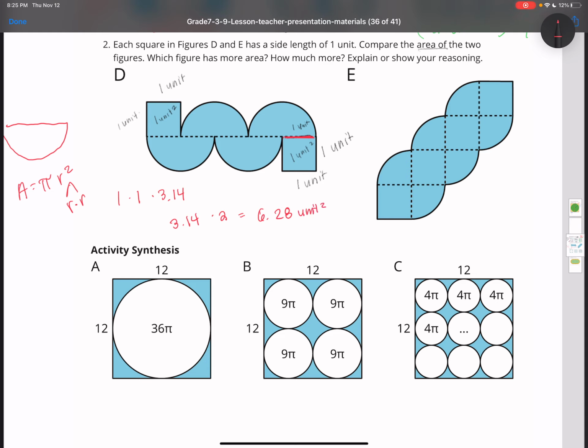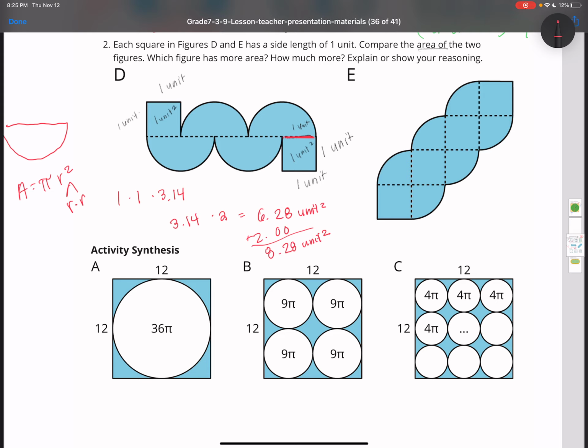And now I want to take the area of those 2 squares, which will be 1 plus 1, which is 2. So notice that I took the area of those 2 squares, and I'm going to add it together, and it's going to be 8 and 28 hundredths units squared. Okay. Now let's look at the next figure.